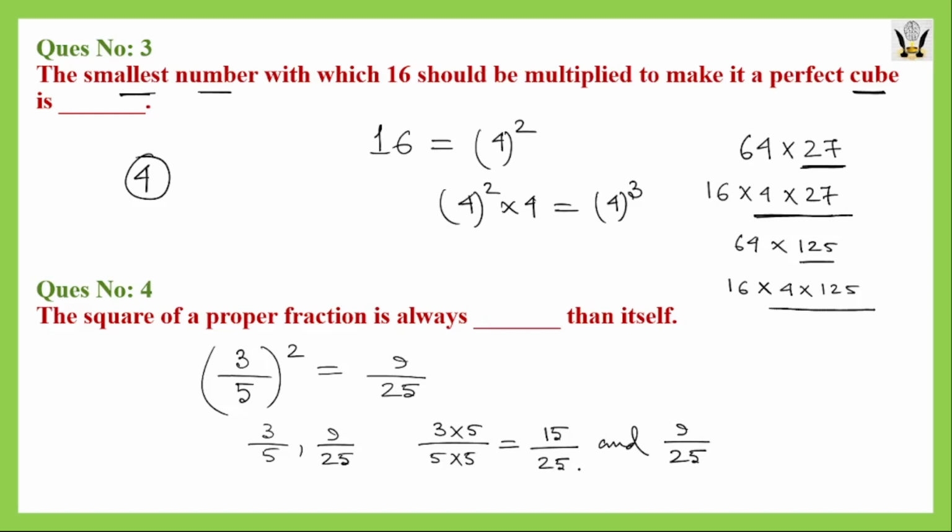So which one is greater? Definitely 15 divided by 25 is greater. And 15 divided by 25, what is that? This is the original number, the actual number of which we found the square value. So that means the square value of a proper fraction is always smaller than itself.